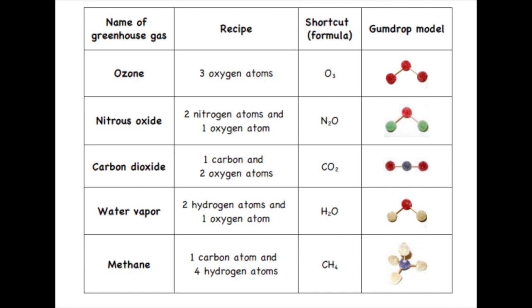So in one column, you'll notice that it says formula or shortcut. That's the way that scientists can quickly tell you what a molecule is without writing out the entire name. So each molecule has both a regular name and a shortcut that we use, and we're going to write both of those on our mapping molecules sheet. So let's get started.